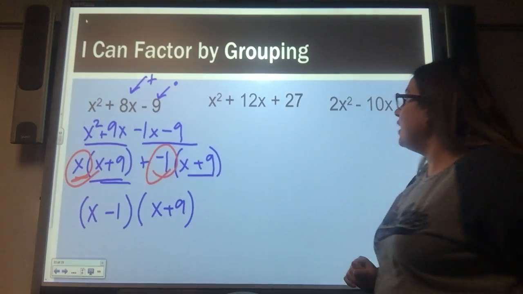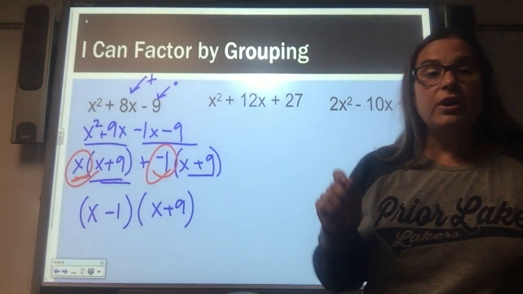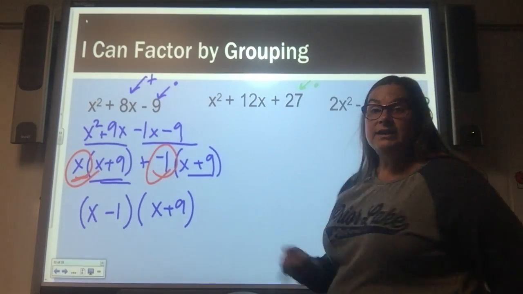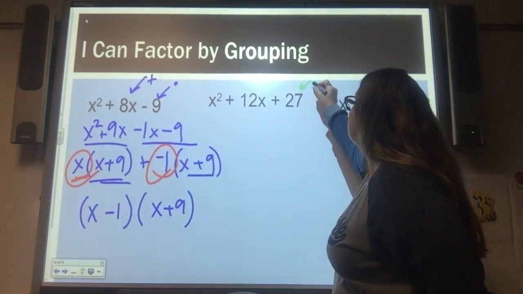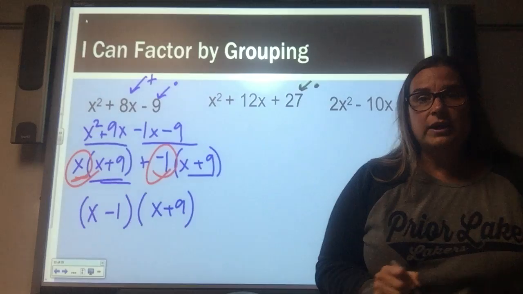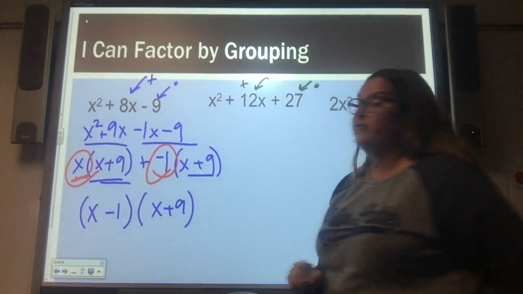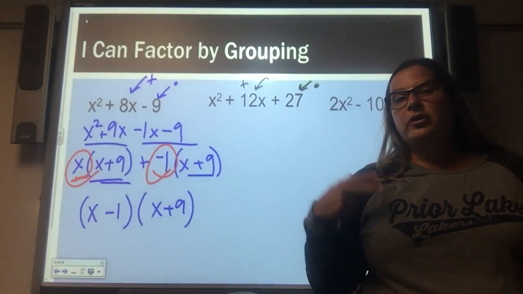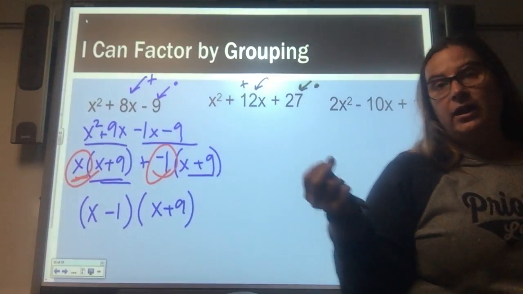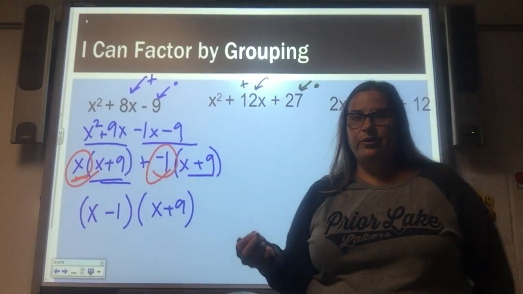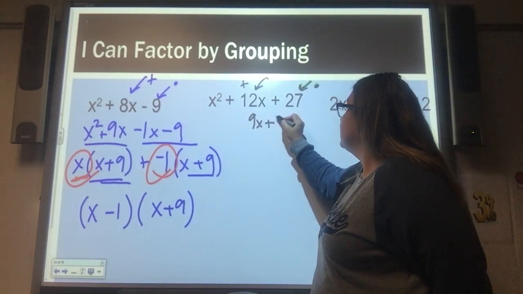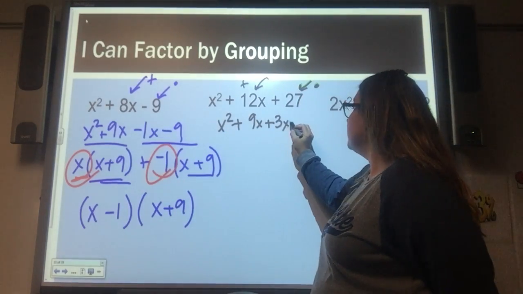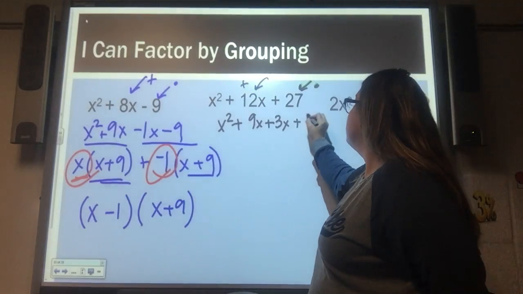So x squared plus 12x plus 27. Again, I'm looking for what two terms multiplied together give me 27. It's hard to see. Let me try a different color. Multiplied together give me 27. Added together give me 12. So when I look at these, 27 is either 1 and 27 or 3 and 9. And so of those two pairs, the two numbers that equal 12 are 9 and 3. So I'm going to write this as 9x plus 3x. So I have x squared plus 9x plus 3x, because together those equal 12x plus 27.